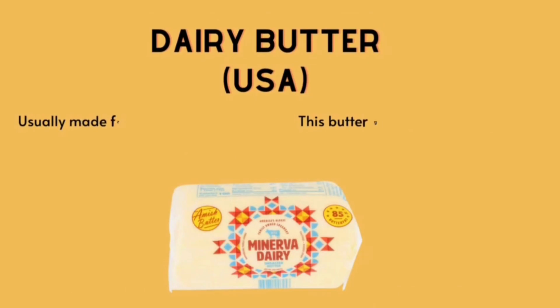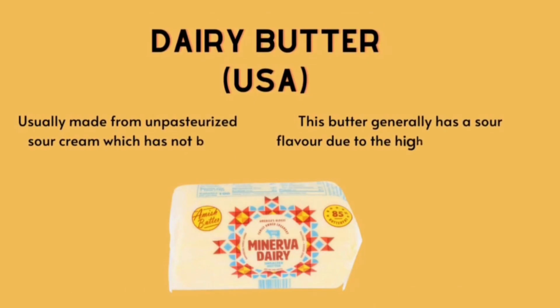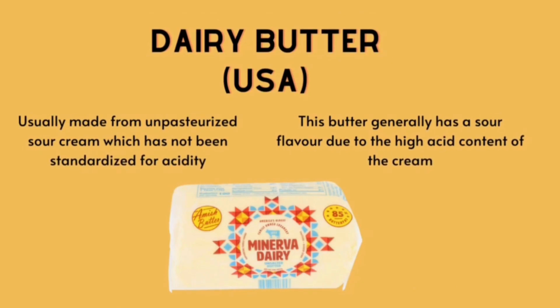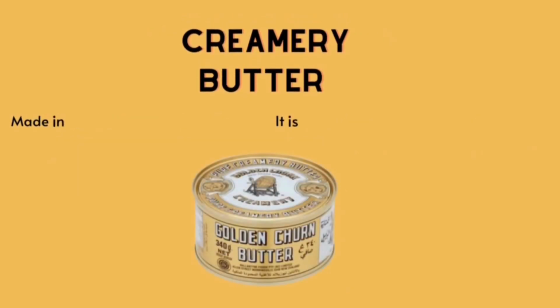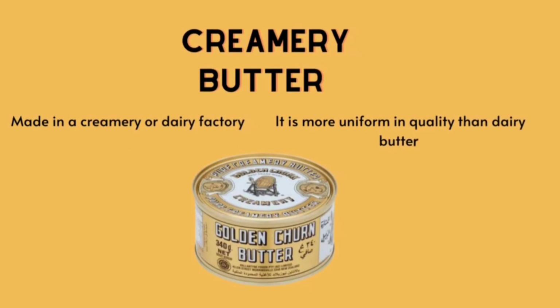Then, dairy butter, made on a farm. It is usually made from unpasteurized sour cream which has not been standardized for acidity. This butter generally has a sour flavor due to the high acid content of the cream. The last one, creamery butter, is made in a creamery or dairy factory. It is more uniform in quality than dairy butter.